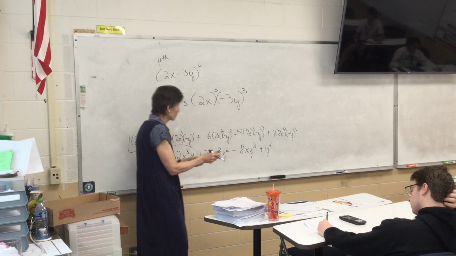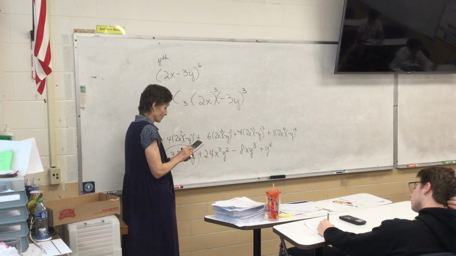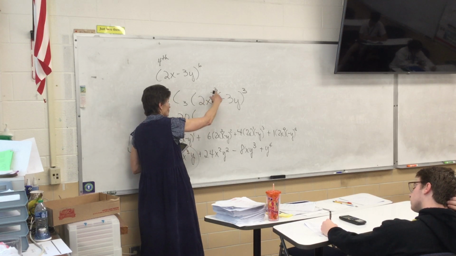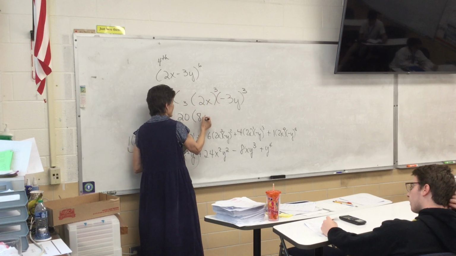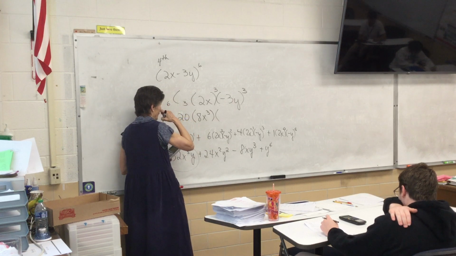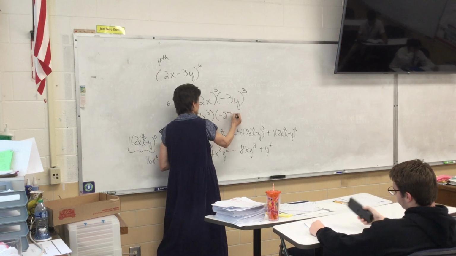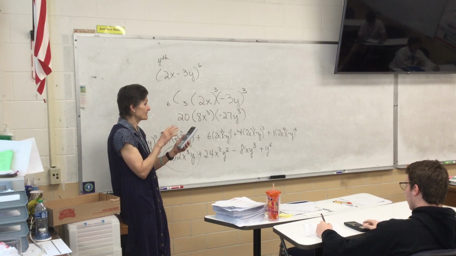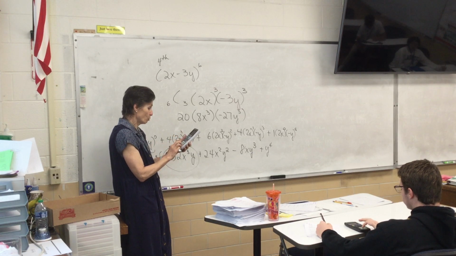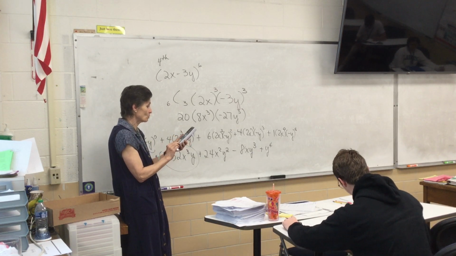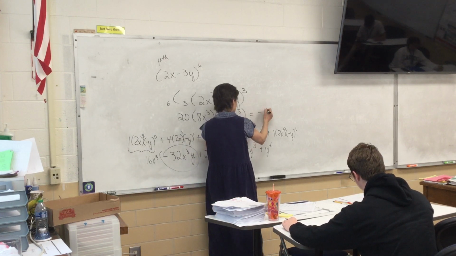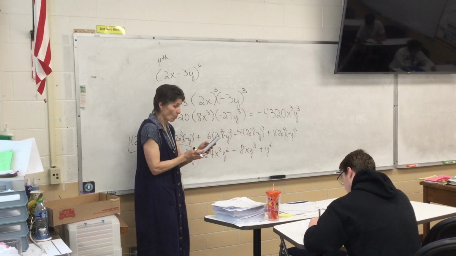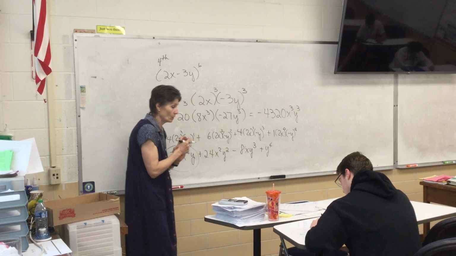So I need 6C3, which is 20. This term, be careful, will be 8x cubed. This term will be negative 27y cubed. Are you still with me? Keep in mind, that's all multiplied. It's not a subtraction. It's all multiplied. So 20 times 8 times negative 27. So negative 4320 x cubed y cubed is the fourth term of that whole expansion.